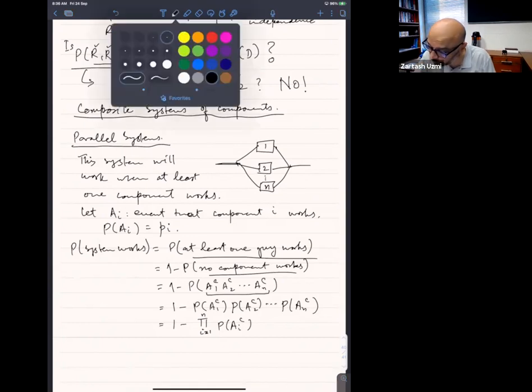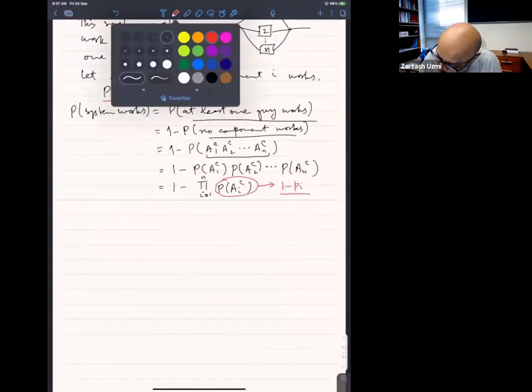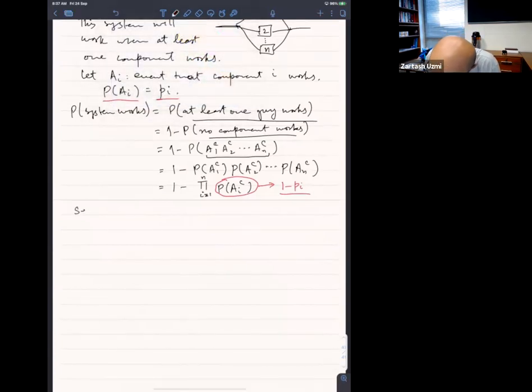And what is probability of AI complement? The probability of AI complement is nothing but 1 minus PI. Okay? Because probability of AI is equal to PI. So probability of AI complement is 1 minus PI. Okay. Very nice. Okay. So I'm going to talk about the other system, which is a series system.